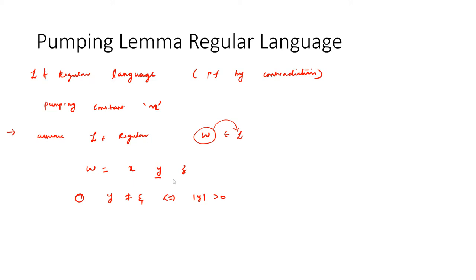If y can't be zero, then there must be three parts. I mean, you can't have this for two parts. You can make Z equal to epsilon. Nobody is preventing you from making Z equal to epsilon.